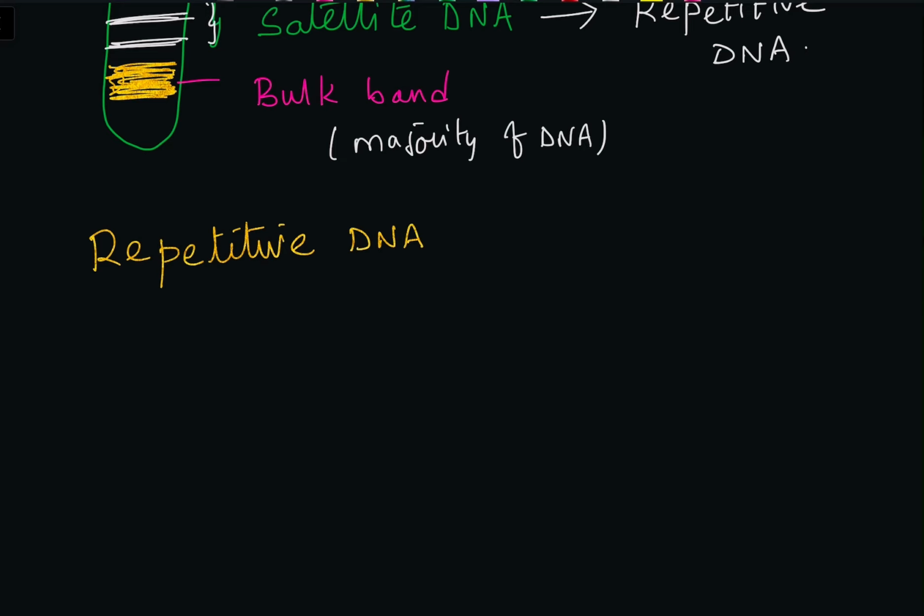This repetitive DNA has been classified into different classes. We don't want to talk about all the classes, but what is the criteria for classification? It has been classified based on a criteria. So what is the criteria? The criteria is, number 1, base composition.